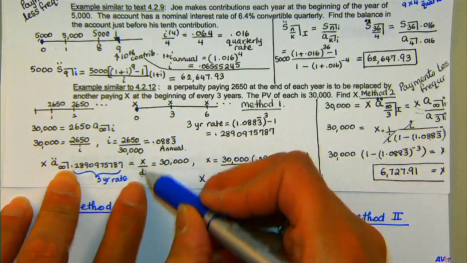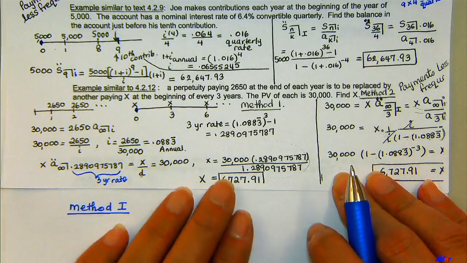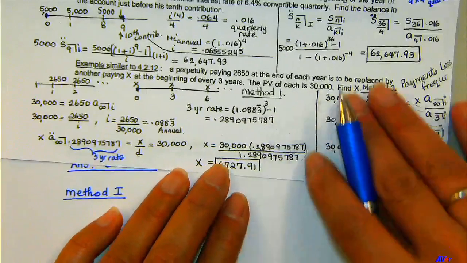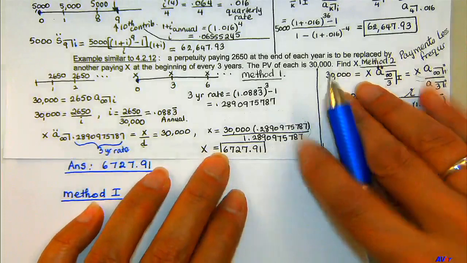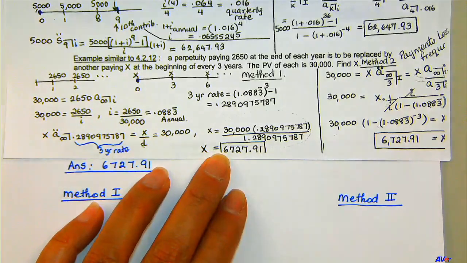So that would be X over D this time, not X over I. X over D equals 30,000, where D is just I over 1 plus I. So we put that in and we solve for X, and we get X here. And my problem is done. That was method 1, the old method.